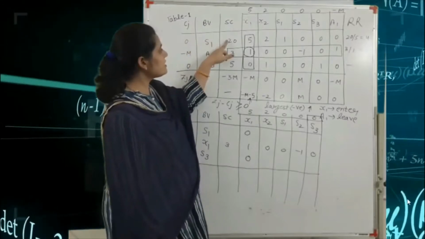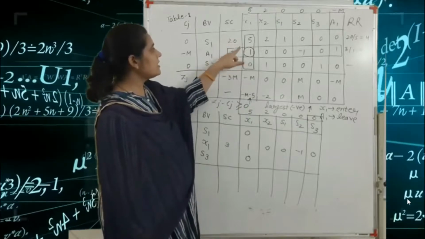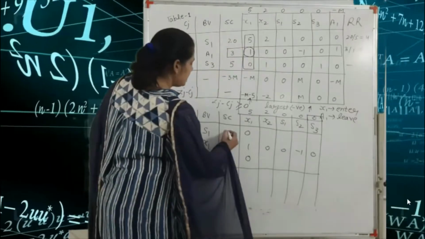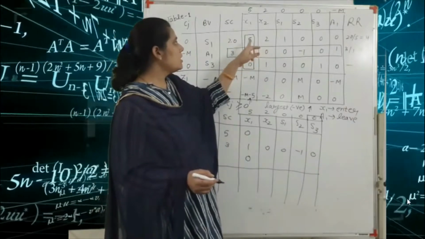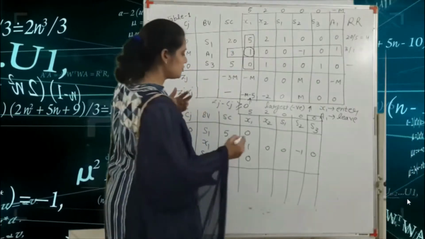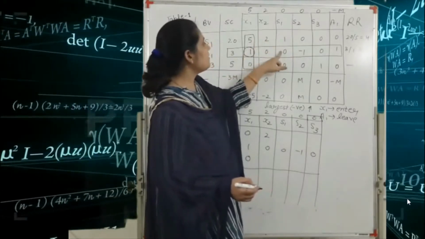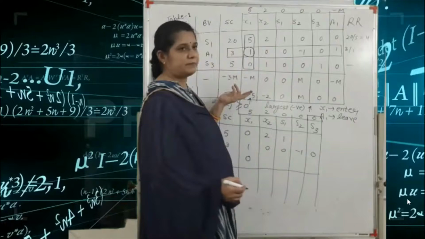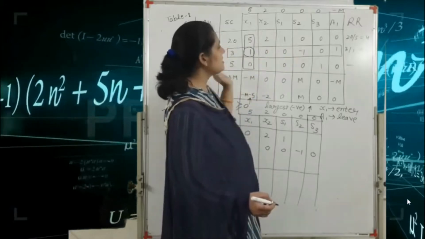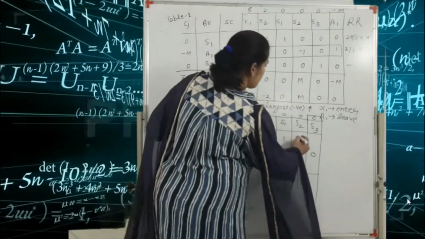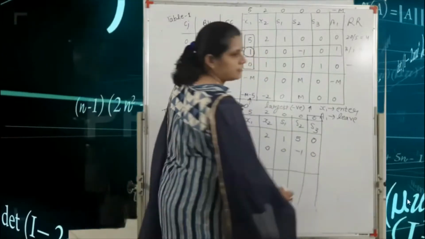For finding this value: 20 into 1 that means 20, minus 3 into 5, 15, divided by 1, that means we write 5. Here 1 into 2 that means 2, minus 5 into 0 that means 0. So 2 divided by 1 that means 2. Next one is 1 into 1 minus 5 into 0, so we write 1 because of dividing by 1. Next one is 1 into 0 that means 0, minus 5 into minus 1, that is plus 5. So here we write plus 5. Next one is 1 into 0 minus 5 into 0, so we write 0, 0.